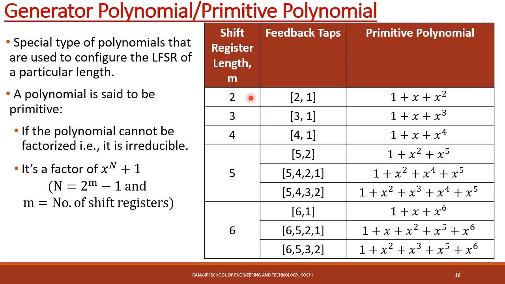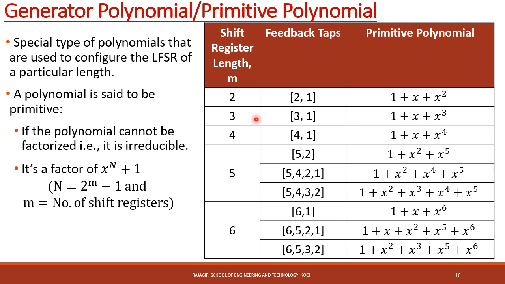As you can observe in this table, for a particular value of m, we will have the taps according to the primitive polynomial. For m equal to 2, the value of n will be equal to 3. So, a factor of x cube plus 1 will be chosen as the primitive polynomial. When you consider x cube plus 1, it is x plus 1 into x square plus x plus 1. So, the polynomial x square plus x plus 1 is chosen as the primitive polynomial, and the feedback taps are determined by the powers of the polynomial. So, 2 and 1 are the positions where feedback is taken to the modulo 2 adder.